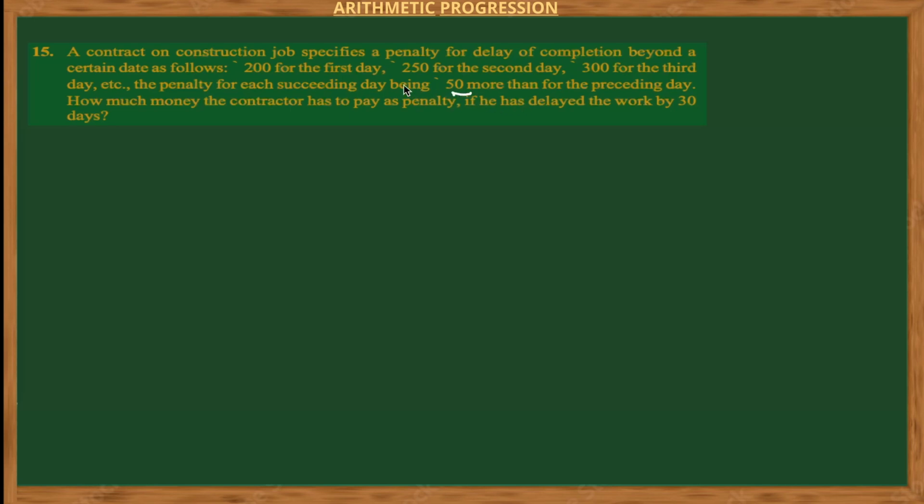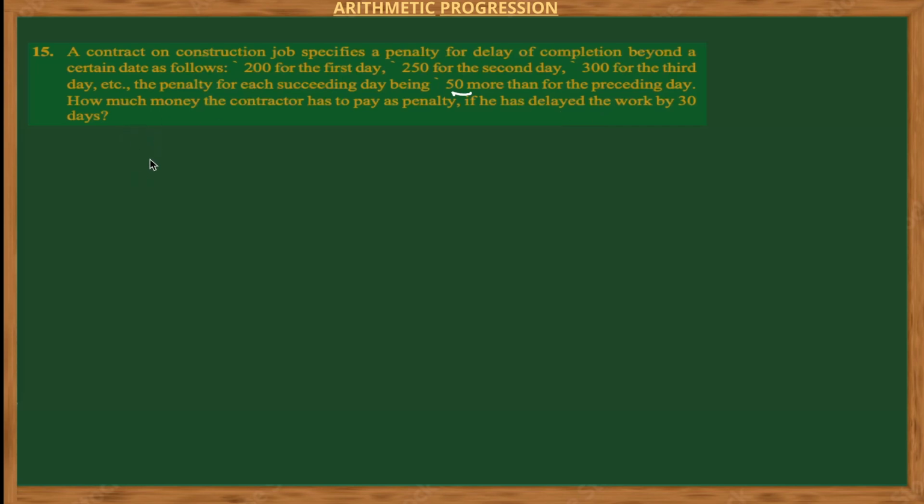The difference is 50, and from here also we can say 200, and next day if they delay it becomes 250, then further 250 plus 50 it becomes 300. So further fourth it will be 300 plus 50, it will be 350. So here we have a sequence, okay, more than for the preceding day. How much money the contractor has to pay as penalty? How much money, if he delayed the work by 30 days.